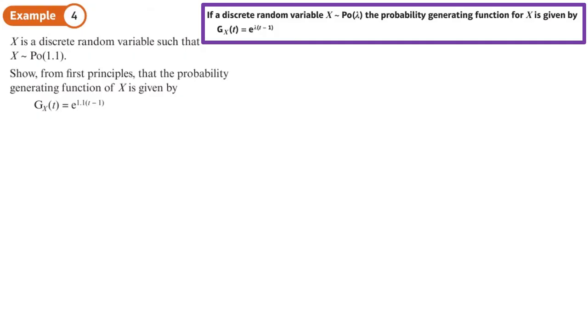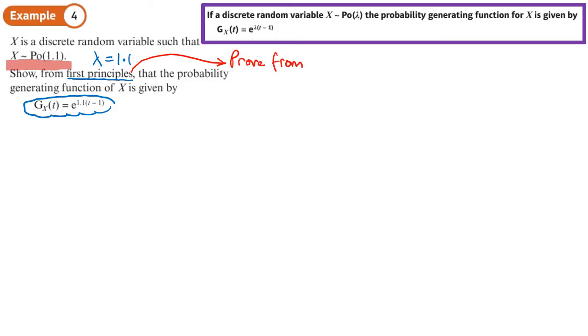Okay, example 4. X is a discrete random variable such that X has a Poisson distribution, where lambda is equal to 1.1. Show from first principles that the probability generating function of X is given by this thing here. So the first thing to point out: first principles, what does that mean? That basically means prove from scratch, prove from the limited information that you know about the Poisson distribution.